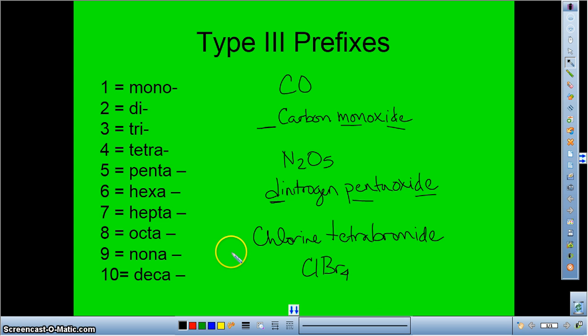Now don't be surprised when there are some type 1s and 2s mixed in with the type 3s today. Recognize the type that you're dealing with and then name it appropriately or go backward appropriately. Don't worry about charges unless you're dealing with type 1 or 2. Type 3 just has to do with the prefixes.